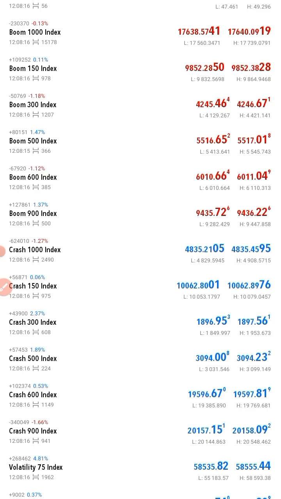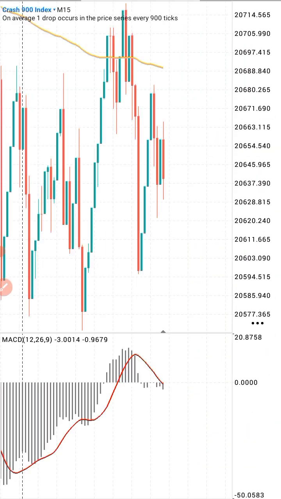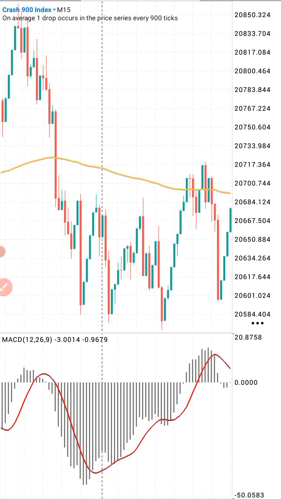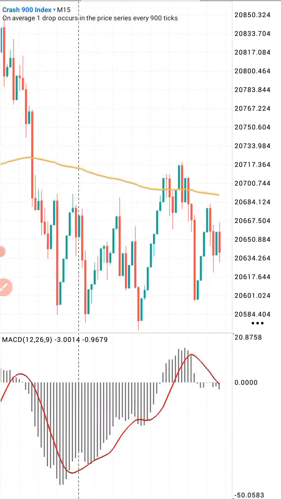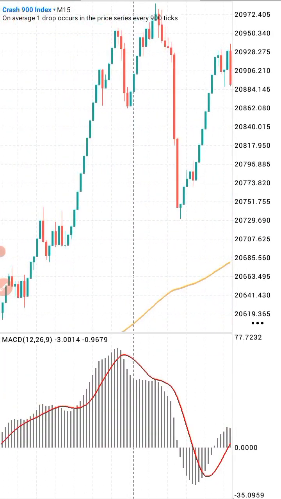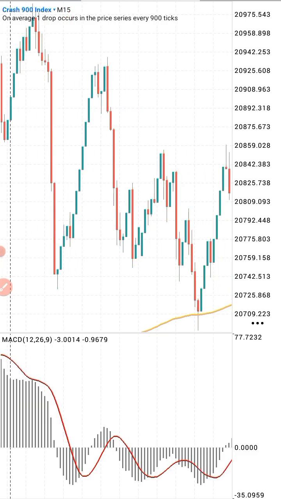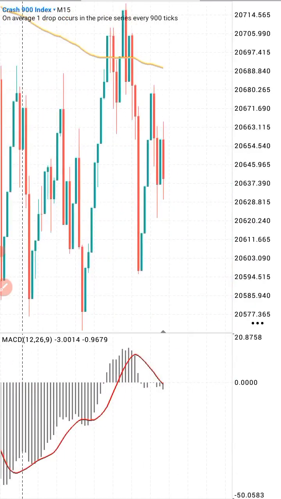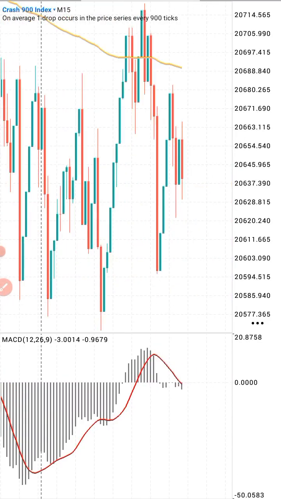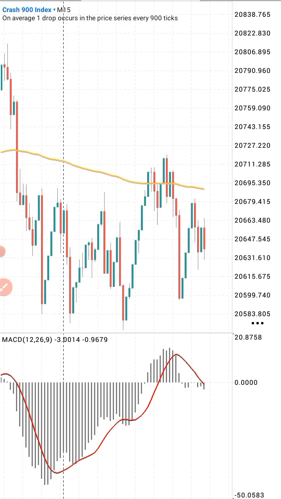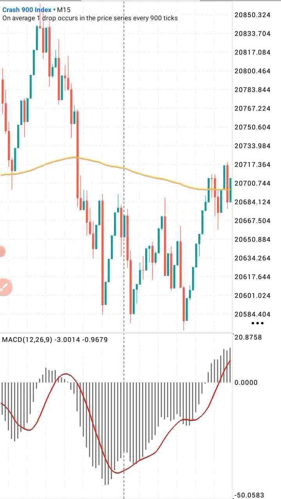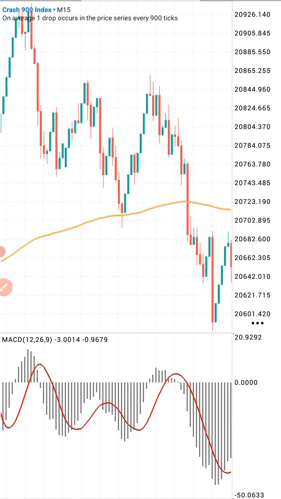Let me change this. Okay, look at this. Now we are looking for what? A sell. We are confident that this is going to go for a sell. We are confident. So with this, you can trade without much loss. This is, like I said, a MACD strategy that you can trade and enjoy without much loss.